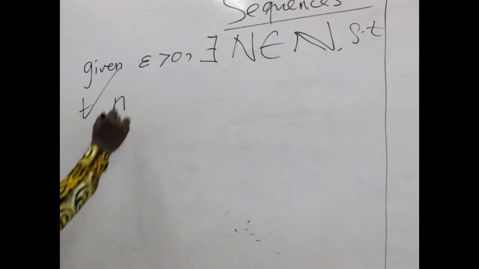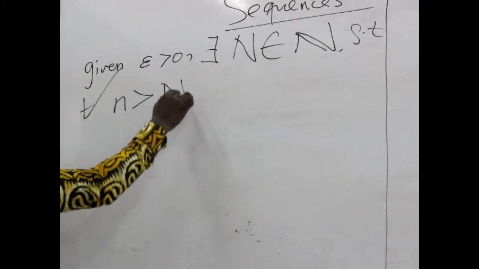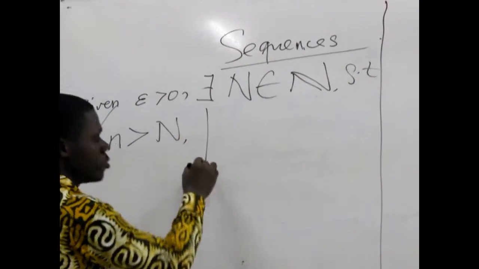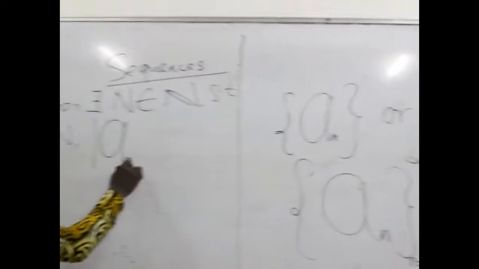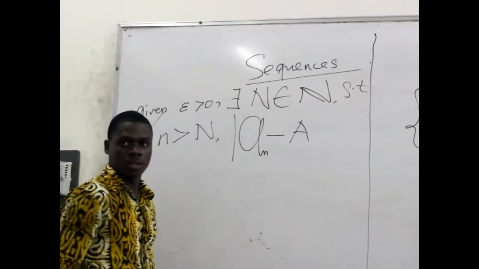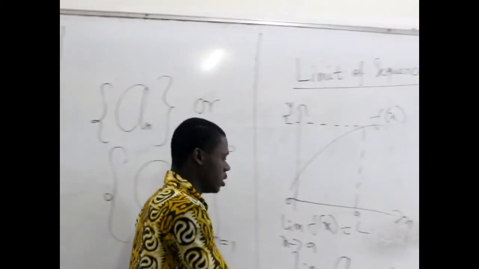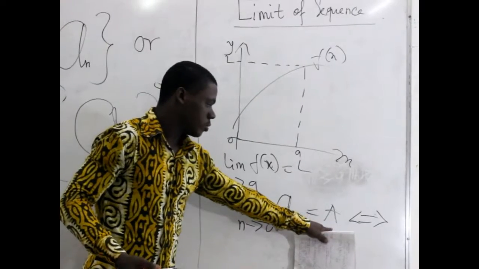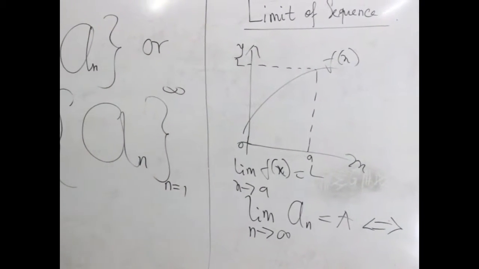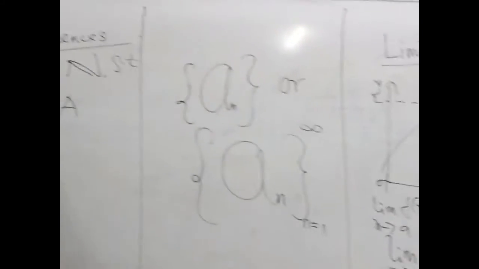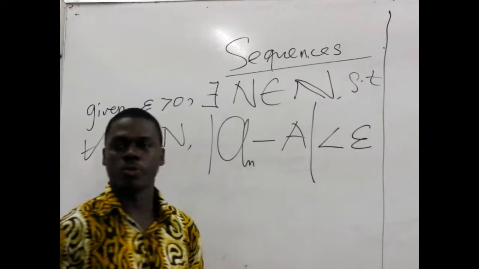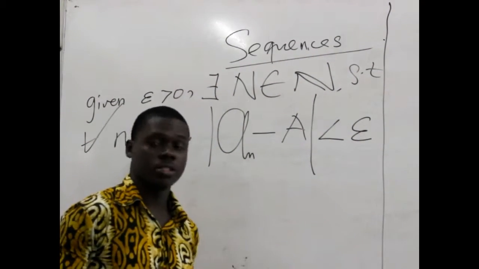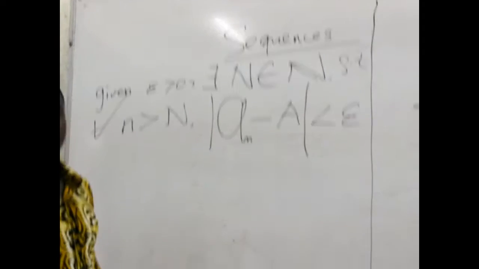for all small n greater than big N, we have the absolute value of the sequence a subscript n minus its limit. So we say at this point that the limit of this sequence equals a. The equivalent statement is saying that when all this is in place, the absolute value of the sequence minus its limit should be less than epsilon. So that's basically the definition of limits of sequence.